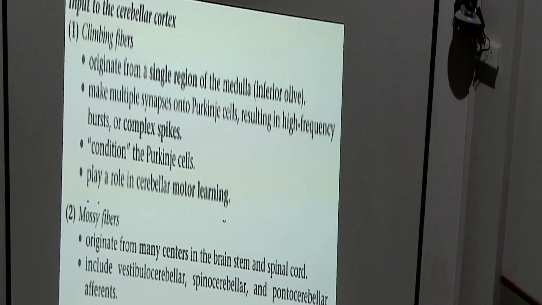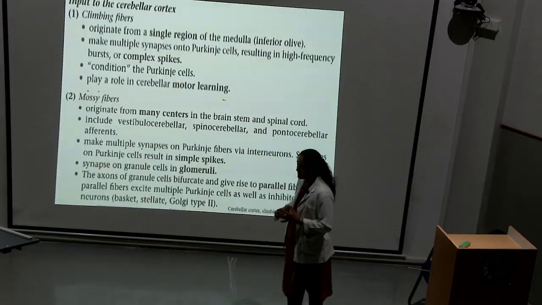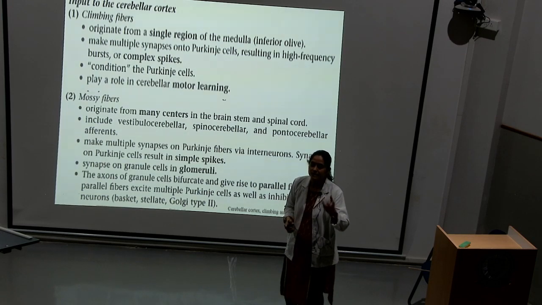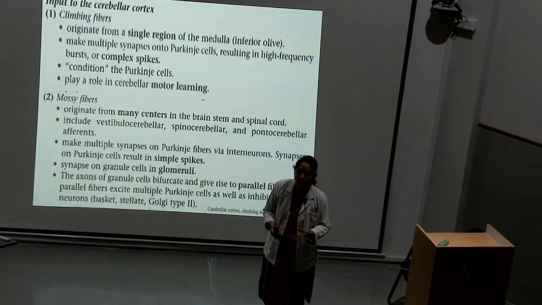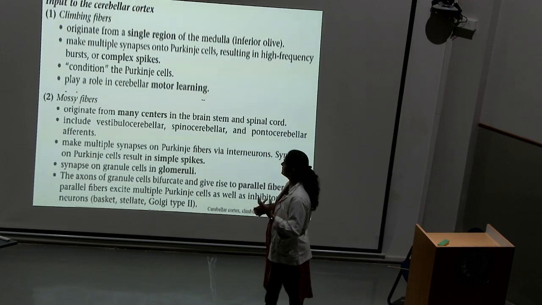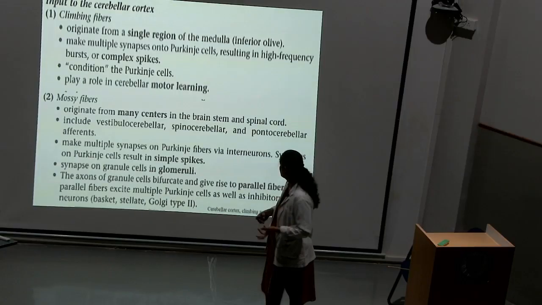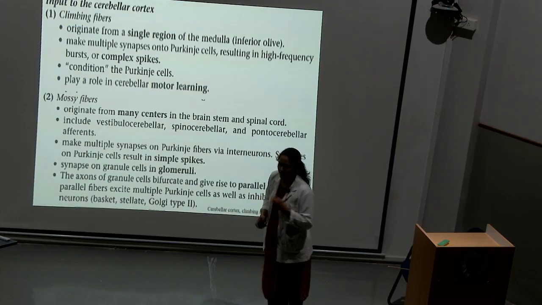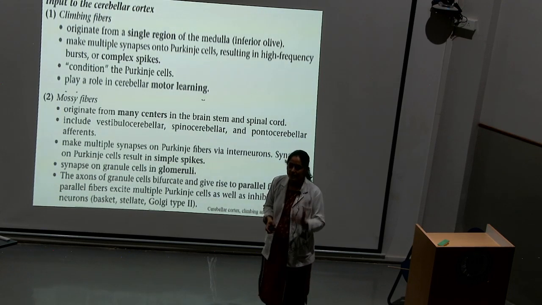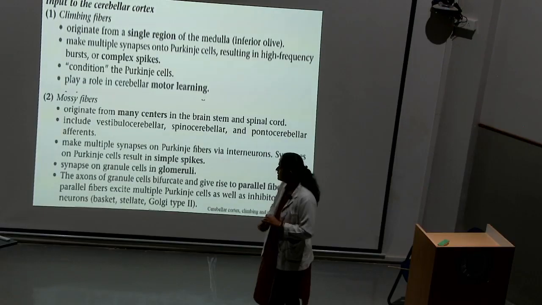The second type of fibers, which form the cerebellar glomeruli, are your mossy fibers, and they come from many centers in the brainstem and spinal cord. They provide input from the eyes, from the ears, from the spinal cord, proprioceptive impulses coming from the limbs, touch receptors; everything is brought through your mossy fibers. They also make multiple synapses on the Purkinje cells either directly or through interneurons. But here they result in simple spikes, unlike the climbing fibers. They synapse on the granule cells and form what are called the glomeruli.